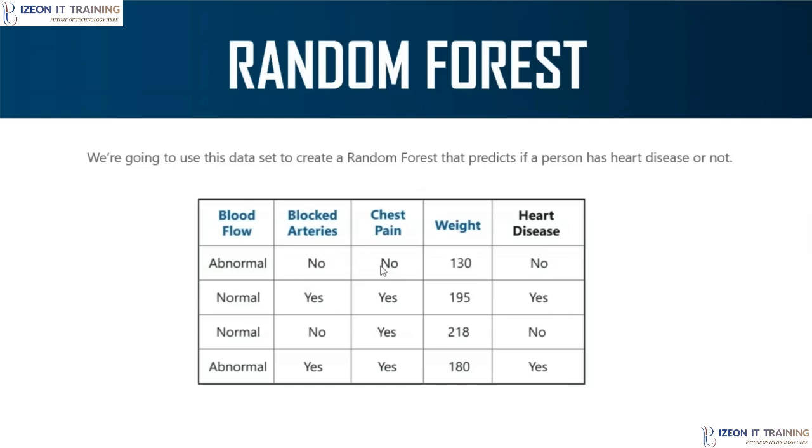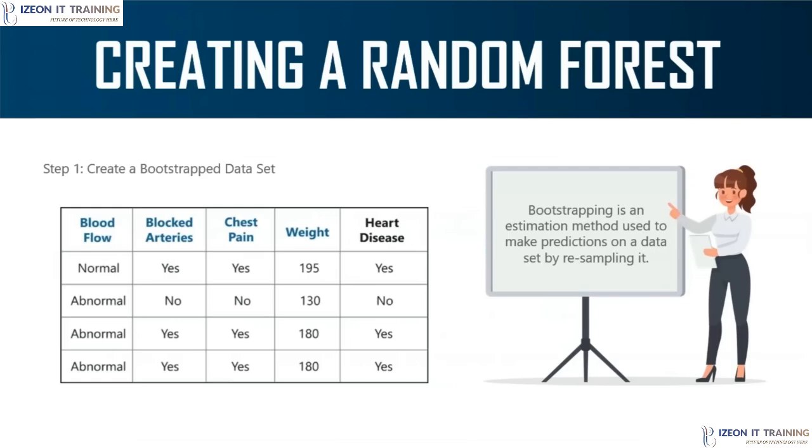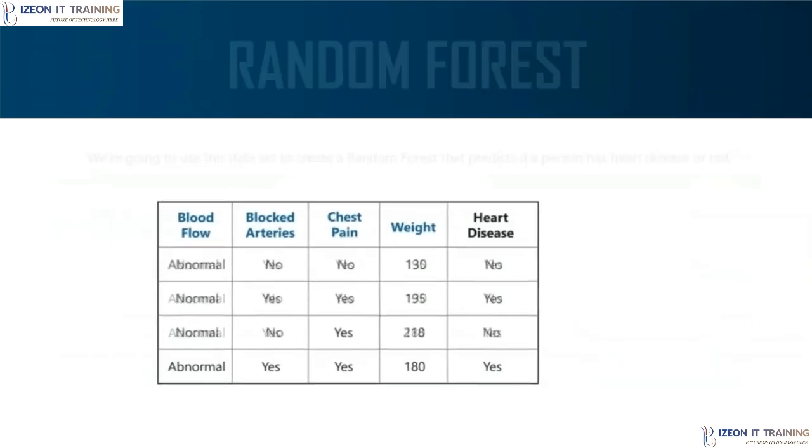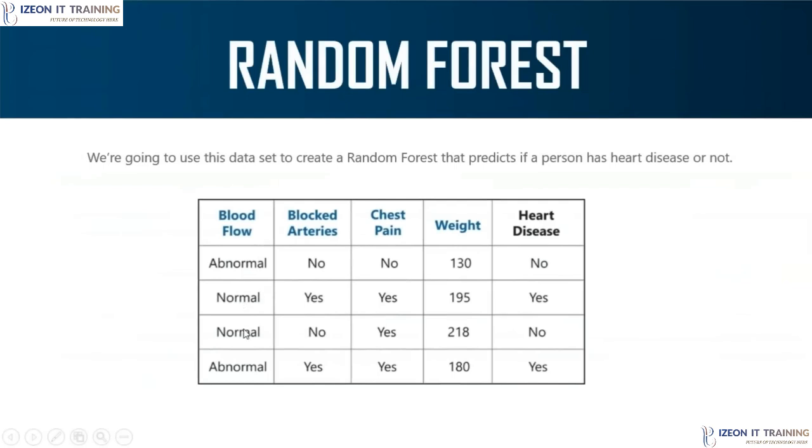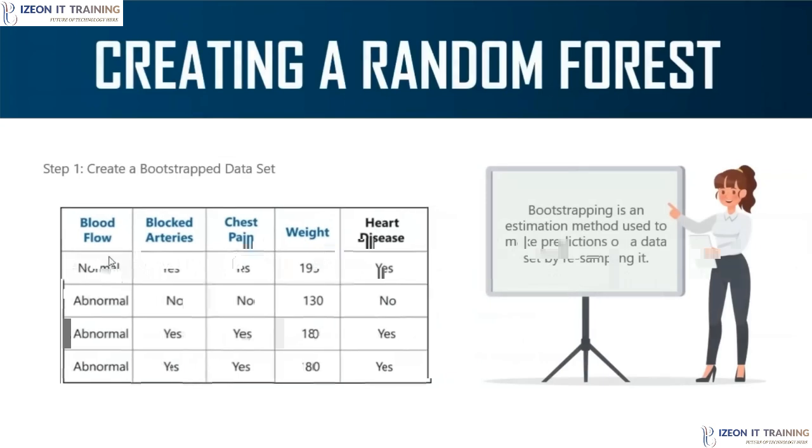Now, the first step in creating a random forest is that you create a bootstrapped data set. In bootstrapping, all you have to do is randomly select samples from your original data set. A point to note is that you can select the same sample more than once. So if you look at the original data set, in the blood flow section we have abnormal, normal, normal, and abnormal, right? Here I've randomly selected samples: normal, abnormal, and I've selected one sample twice. You can do this in a bootstrap data set.